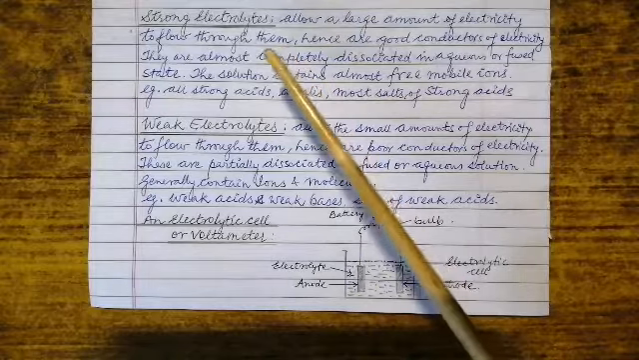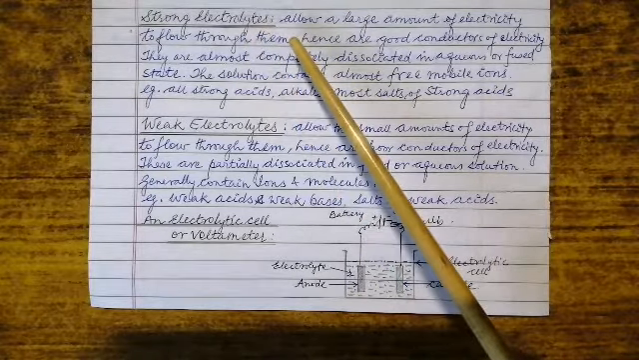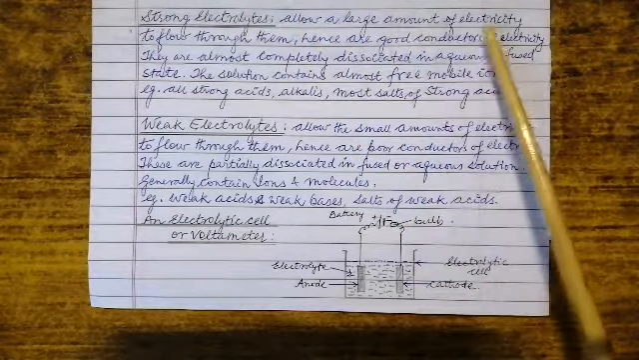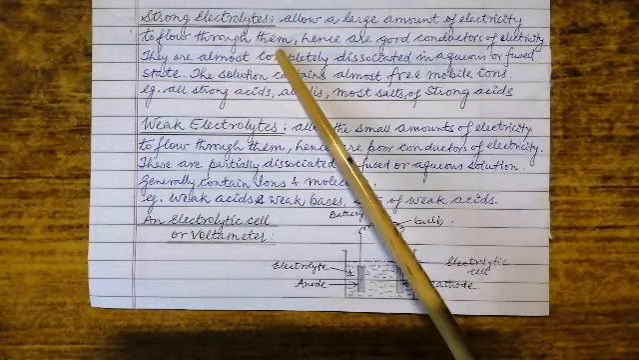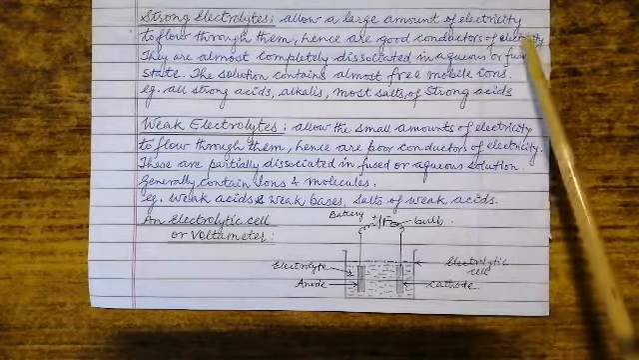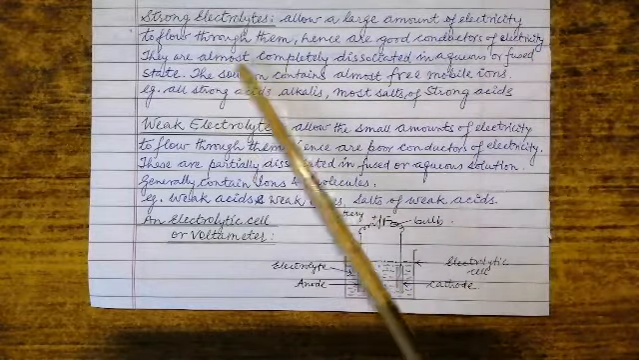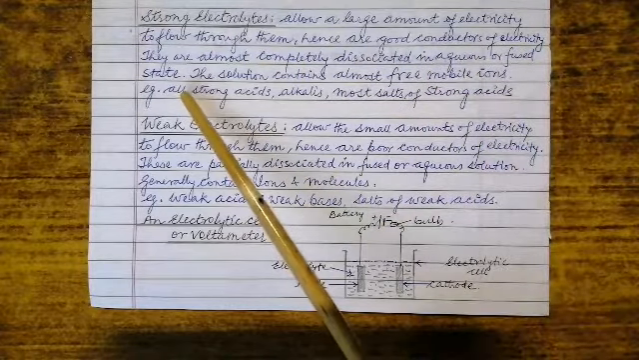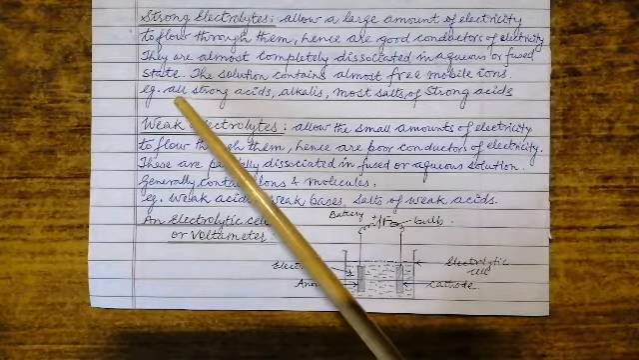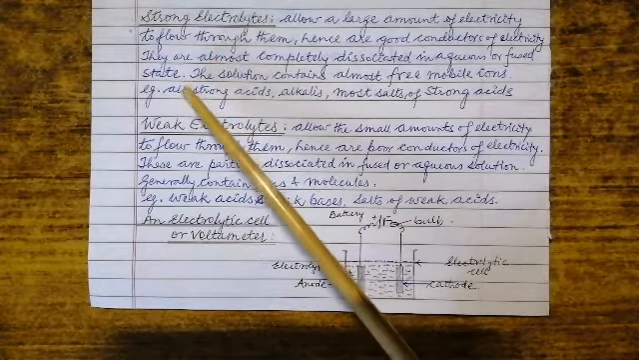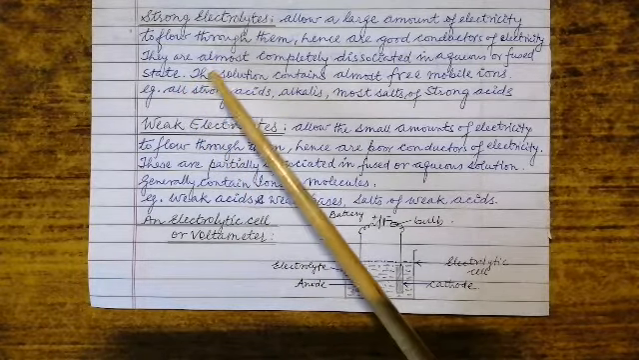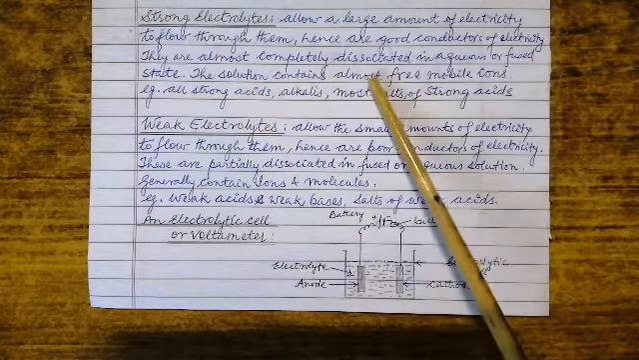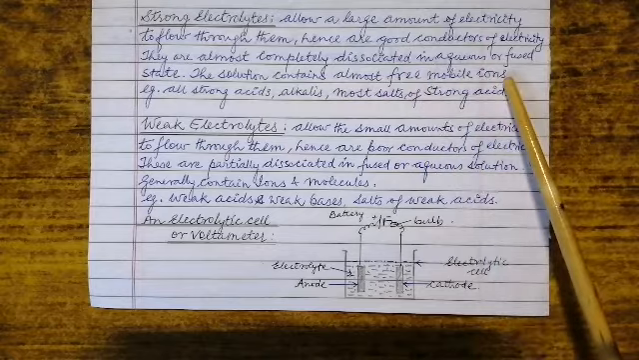Now, let us begin with strong electrolytes. Strong electrolytes allow a large amount of electricity to flow through them, hence are good conductors of electricity. They are almost completely dissociated in aqueous or fused state. That means they will decompose into ions. Almost all will decompose into ions. The solution contains almost entirely free mobile ions.